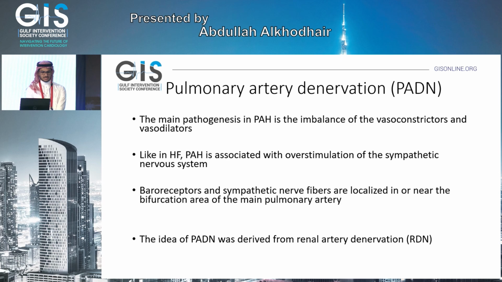So basically, the idea is that, like in heart failure, pulmonary artery hypertension has an overstimulation of the sympathetic nervous system. The pulmonary arteries are densely innervated by sympathetic nerve fibers and baroreceptors near the bifurcation. And the idea was derived actually from renal artery denervation.